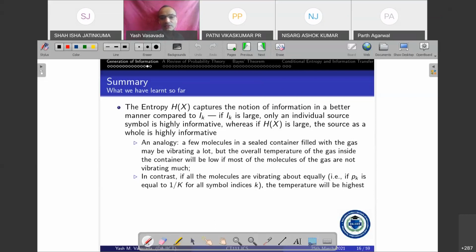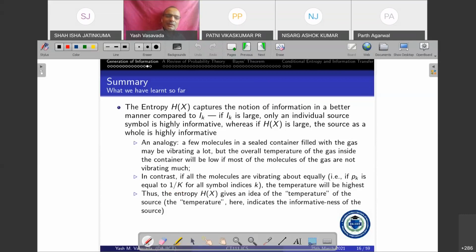For the binary source, what we saw is that if the probability of 0 and the probability of 1 are both equal to 0.5, then you get the highest average information. And that generalizes to a k-ary source. Suppose a source is not binary, but has 4 symbols, then it turns out that when all the 4 symbols are equally probable, meaning that their probabilities are 1/4, that is when that source is generating the highest amount of information on average.